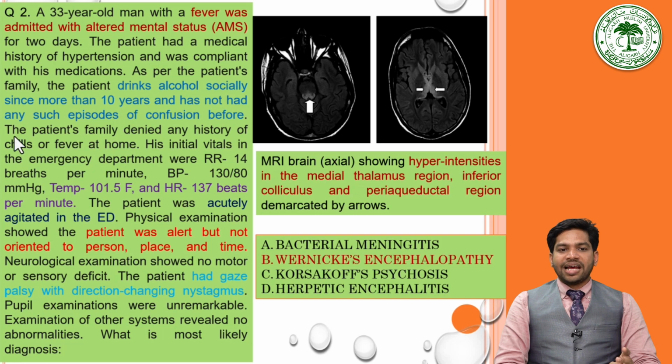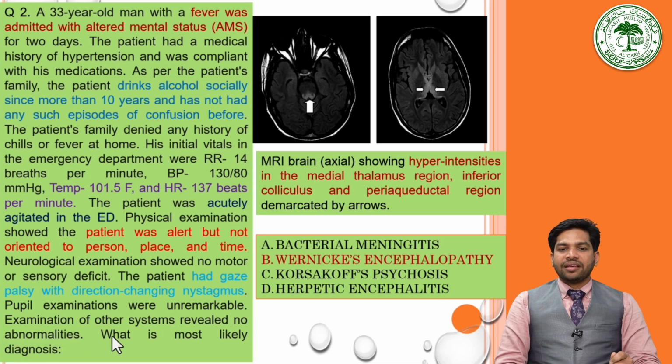The family denied any history of chills or fever at home. His initial vitals at the emergency department are respiratory rate 14, blood pressure 130/80, that is within normal range, temperature 101.5, that is fever, heart rate 137, and the patient was acutely agitated in the emergency department. The physical examination showed that the patient was alert but not oriented to person, place or time. Neurological examination showed no motor and sensory deficit. The patient had gaze palsy with direction-changing nystagmus. Pupil examination was unremarkable. Examination of other systems revealed no abnormalities.